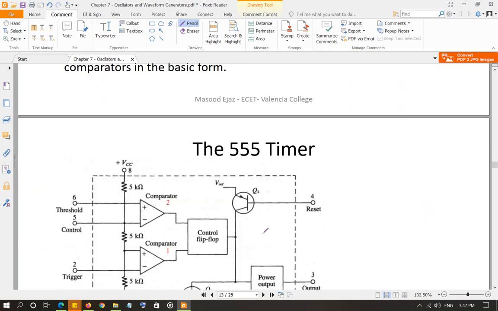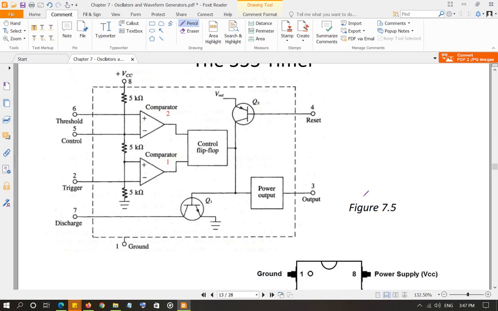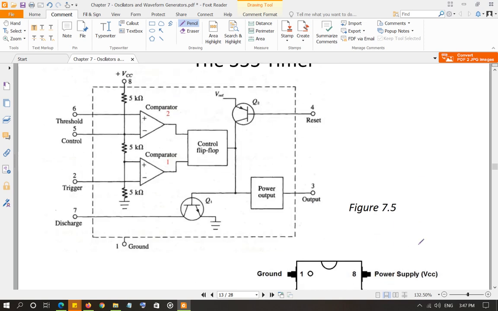So let's look at the circuit. This is the internal block diagram of the 555 timer. This is the 8-pin IC of the 555 timer. It operates with a single voltage source, VCC, at pin number 8, which is right here, the power supply. Pin number 1 is ground.